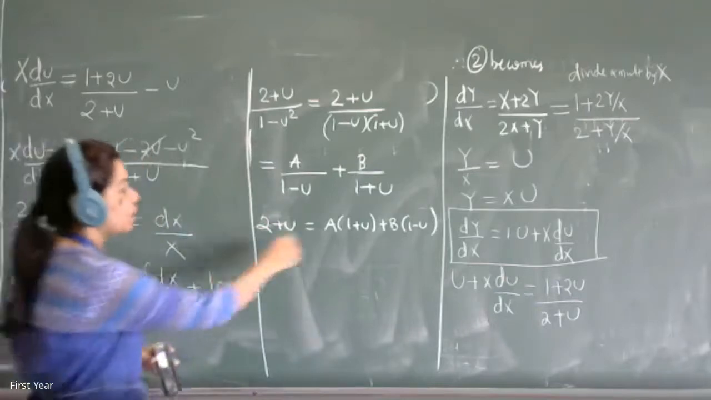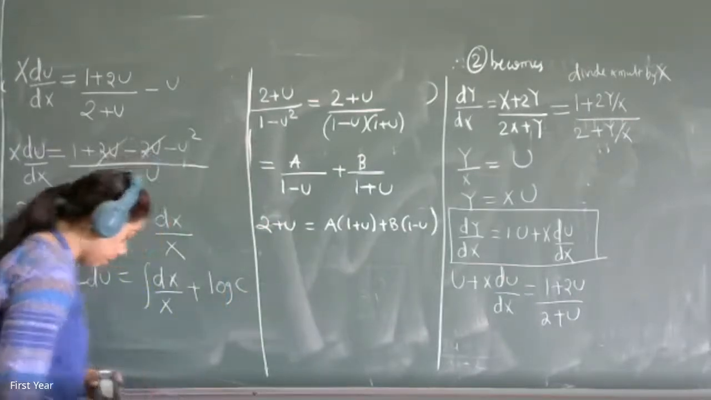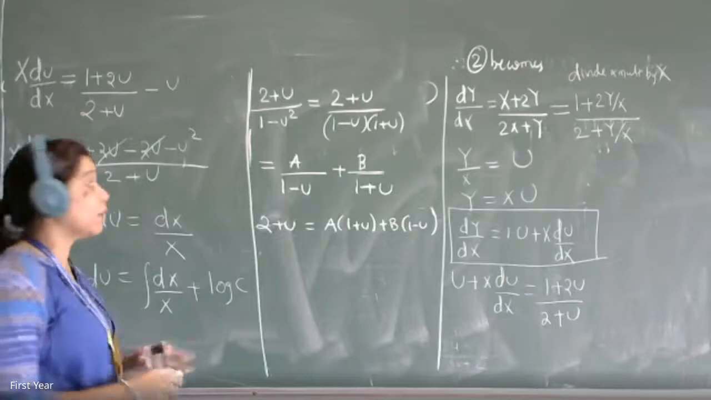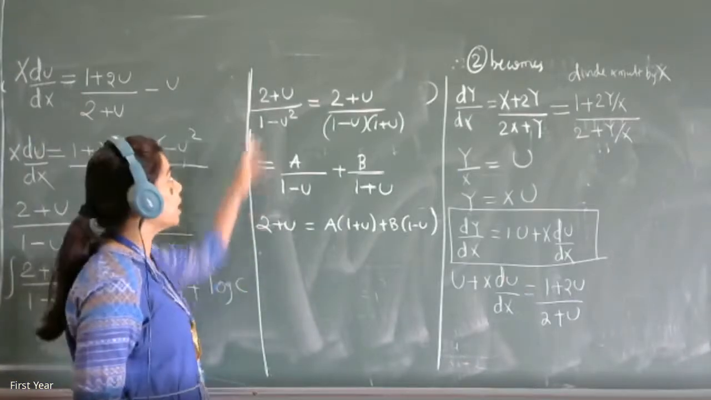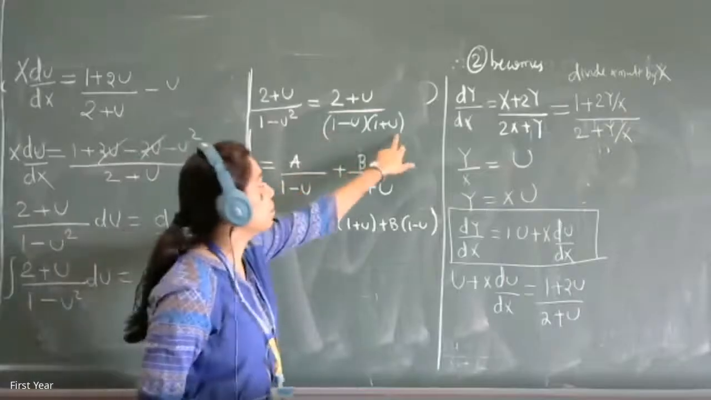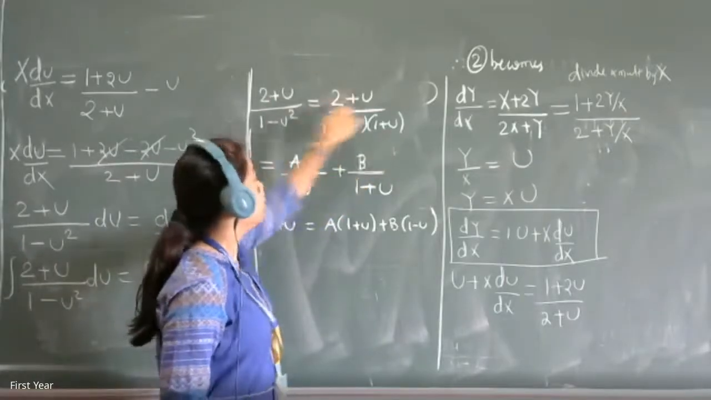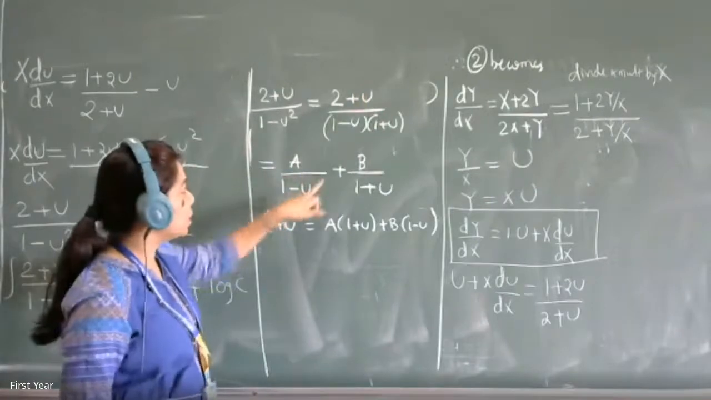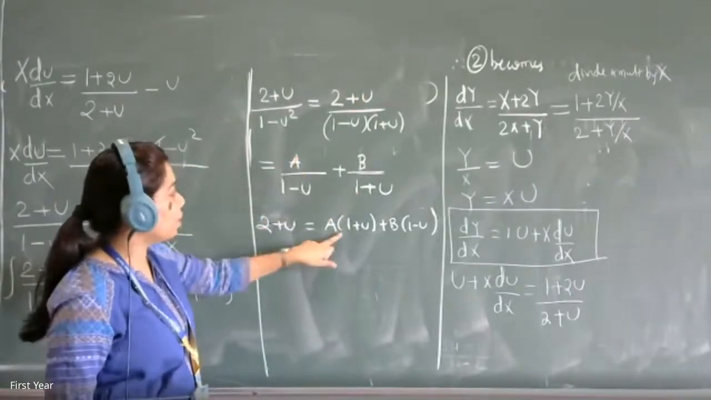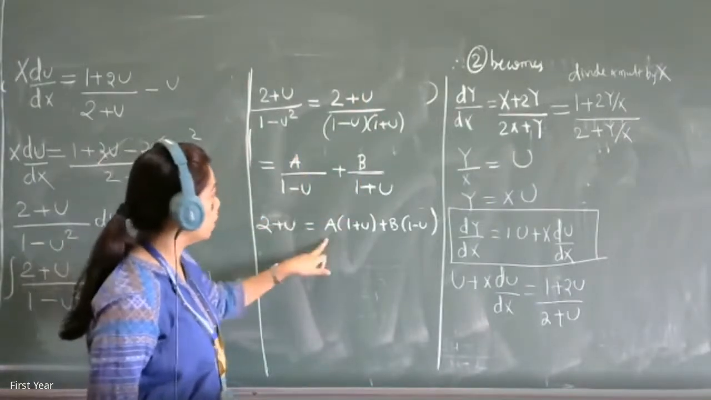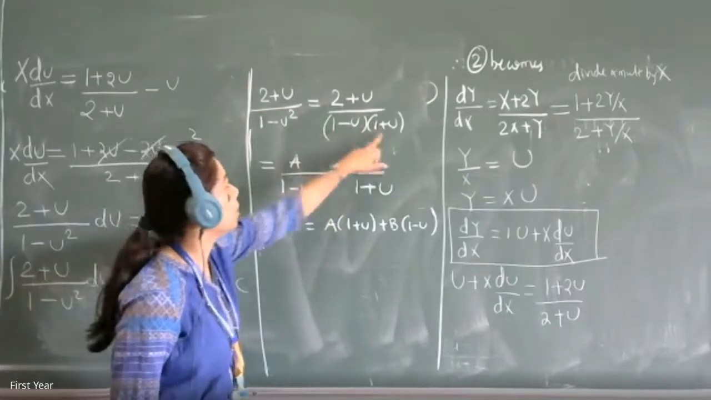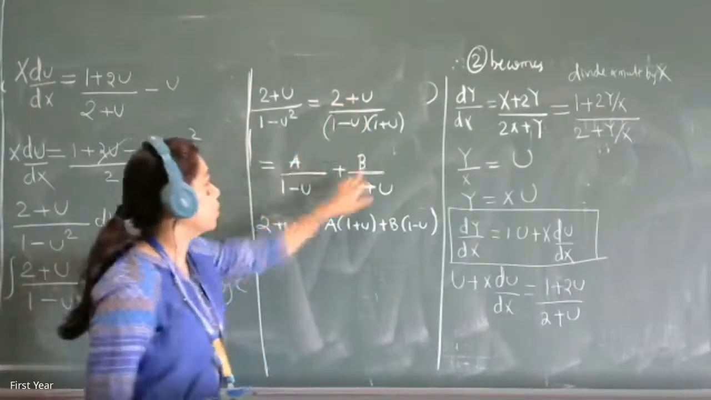Is it okay? Denominators are the same, so I'm comparing only the numerators. Is this step clear to everyone? Did this make sense? For 2 plus u upon 1 minus u square, the factors are 1 minus u and 1 plus u, so it is written in product form, 2 plus u as it is, which is equal to this. Cross multiply: a into 1 plus u plus b into 1 minus u, and the 1 minus u square is gone, so we compare both numerators.